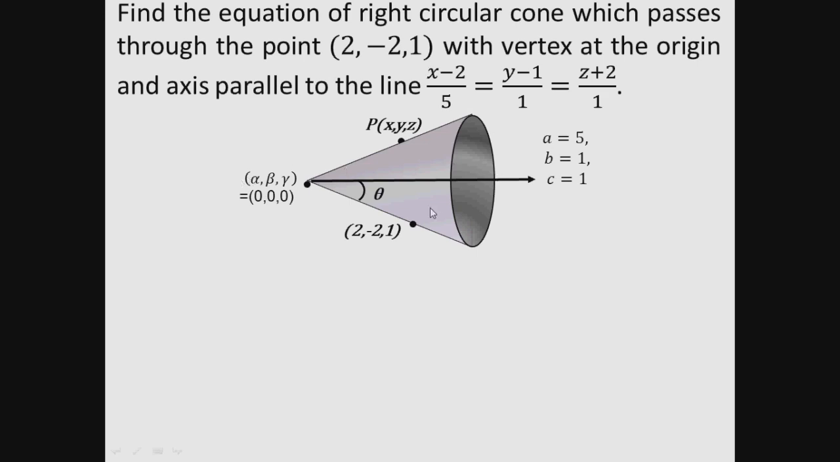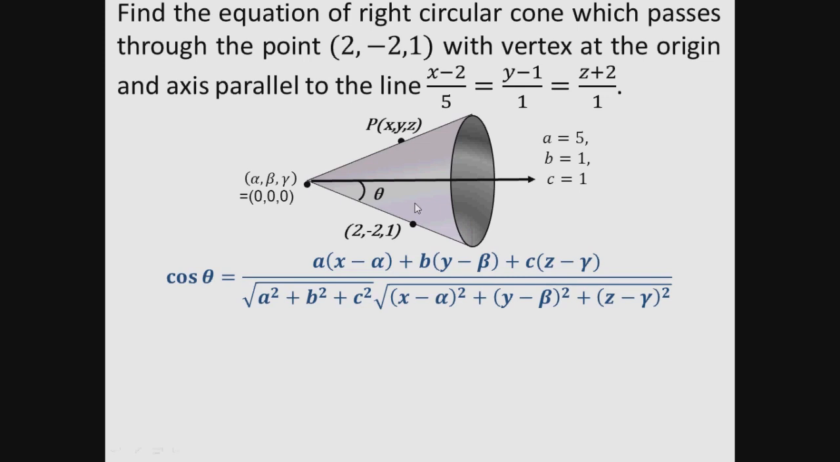And for that right circular cone, the important thing is the semi-vertical angle. The formula for that is cos theta is a into x minus alpha plus b into y minus beta plus c into z minus gamma divided by square root of a square plus b square plus c square into square root of x minus alpha square plus y minus beta square plus z minus gamma square.